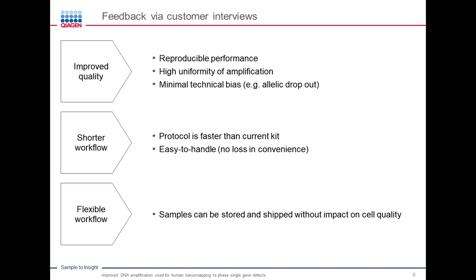When talking to customers, of course, they were looking for improved quality. So what we are looking for is reproducible performance, meaning that when we start with a sample, we get enough and a reproducible amount of product that comes out of this. We're looking for high uniformity of amplification and minimal technical bias, and this is basically measured by having no allelic dropout. Customers are always looking for shorter workflows, so we simplified this down to a single tube workflow with only a couple of different pipetting steps.